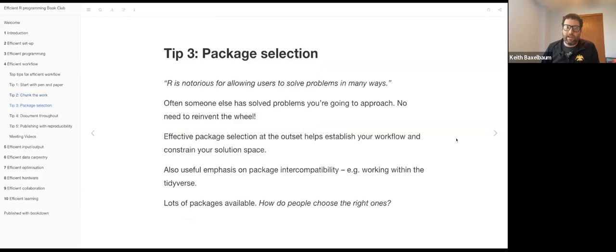So the next big high-level tip they talked about was package selection. They had the quote at the beginning of the book that R is notorious for allowing users to solve problems in many ways, which, as we've already talked about in previous sessions, is both a blessing and a curse, right? It gives us lots of flexibility, but also a lot of degrees of freedom in figuring out how to solve something.